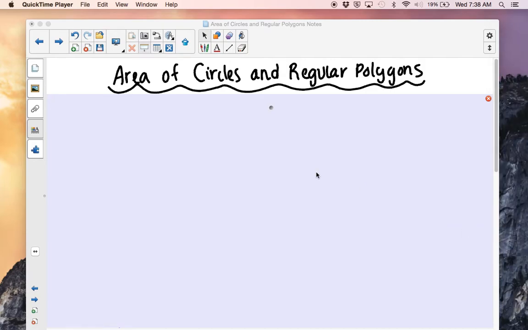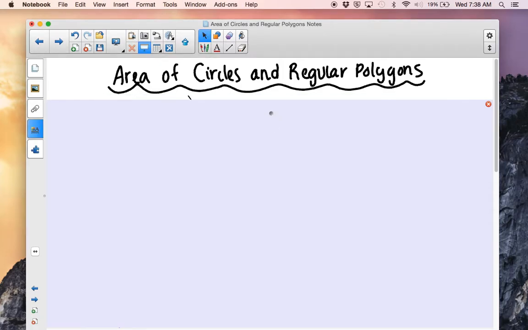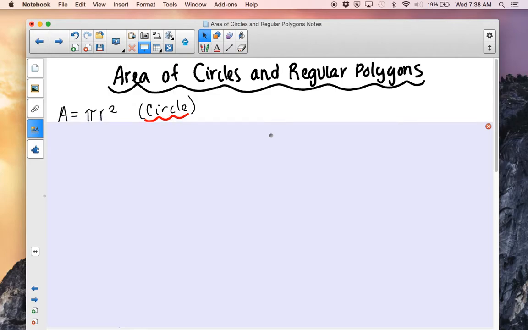Okay, so today we're talking about areas of circles and regular polygons, and I'm just going to go through some example problems since we've already talked about the formulas in class. So, area of a circle, most of you guys already know, is pi r squared. R is the radius. Other formulas you might need to know are circumference. Circumference equals 2 pi r, which you should also already know.